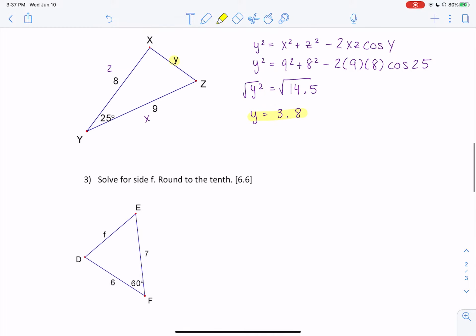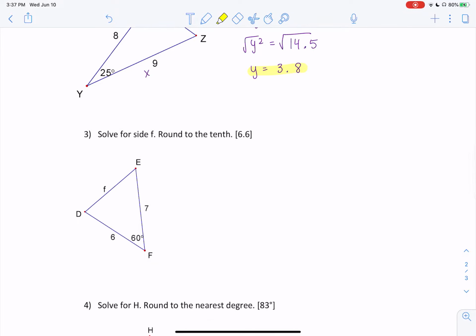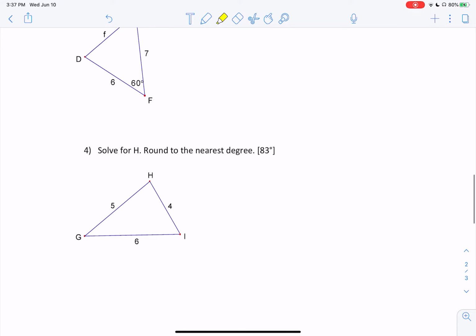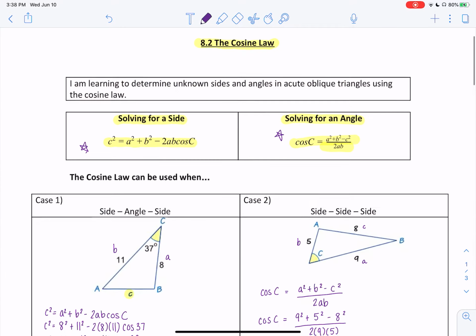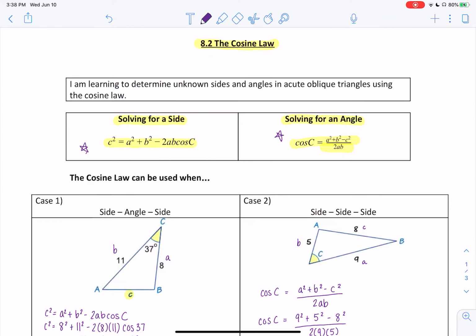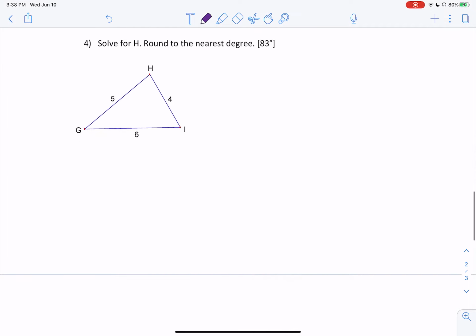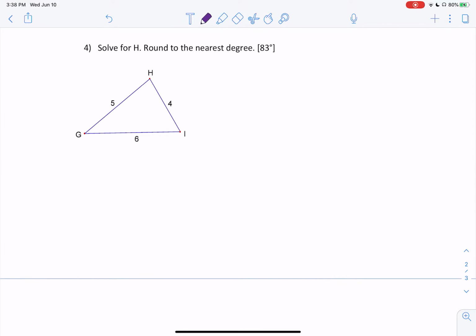Okay, so I'm going to leave 3 for you to try on your own, and then I'm going to post it on Classroom. In the meantime, let's do 4 together, just because we haven't done one with finding an angle and different letters. So similarly, we're going to be using our angle formula, which I'll scroll up for a moment to refresh your memory. It's this one on the right, sorry. But wherever we see a C, we're going to put an H, and then A and B will be my other two letters. So we're looking for H, and now we need to label our triangle.